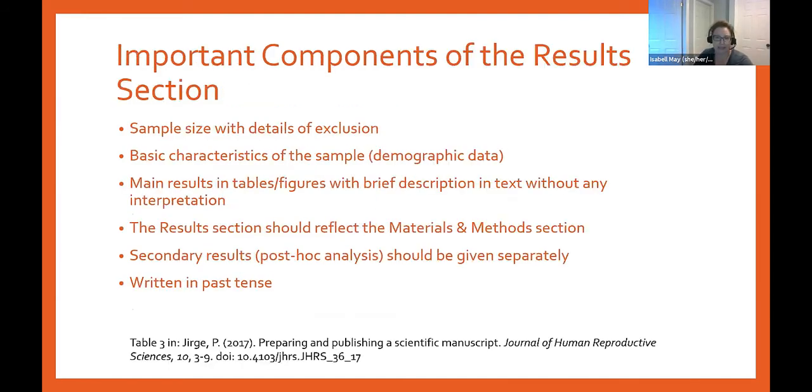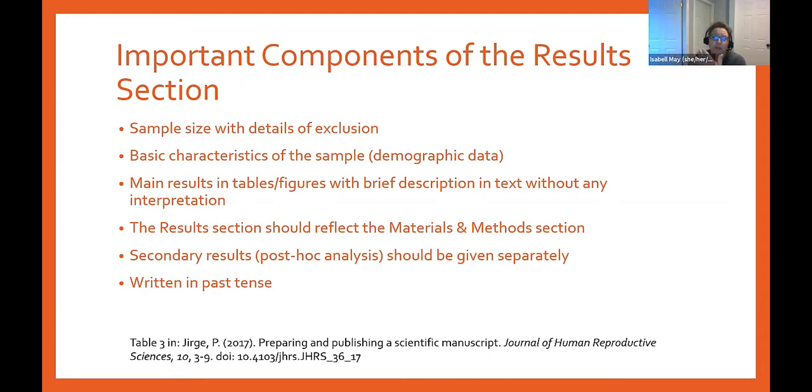All right, so next slides here. This comes from an article from the Journal of Human Reproductive Sciences. Some of the suggestions here are more relevant to those of you who are doing more clinical research rather than more survey, social science-based type of research.